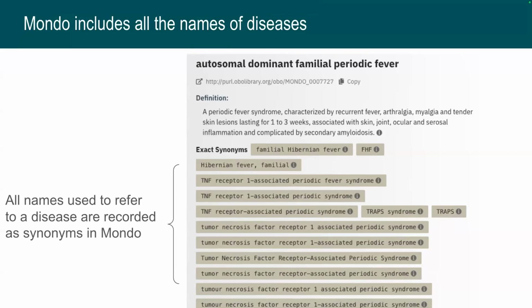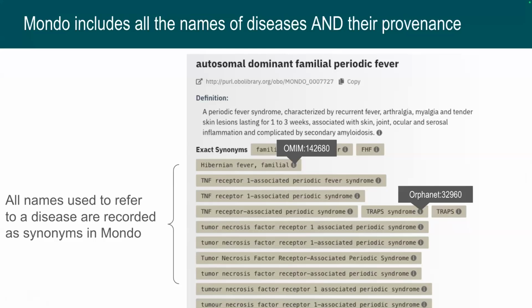That being said, all the names of all the diseases, all the names that have been used and changed, are in Mondo as exact synonyms, because if you're looking for information in the literature and you need to go back, I don't know, 20 years, you want to make sure you will find your disease name. So it's a long and winded way to say, if there's a name, it should be in Mondo as a synonym. And in addition, we add the provenance of the synonym.